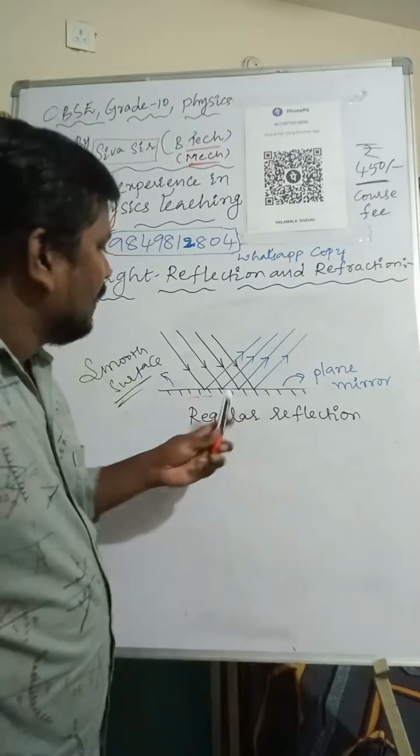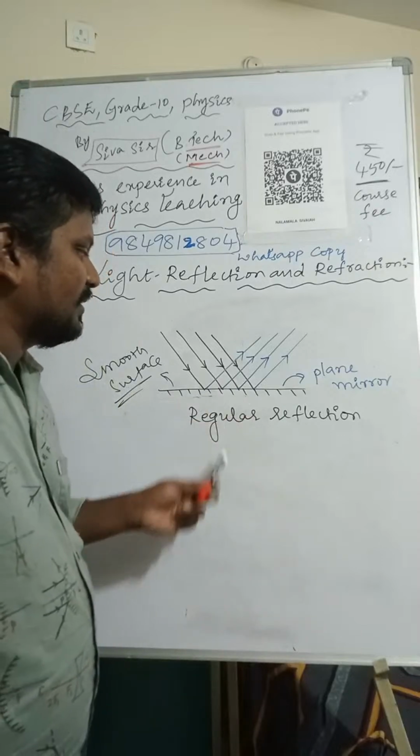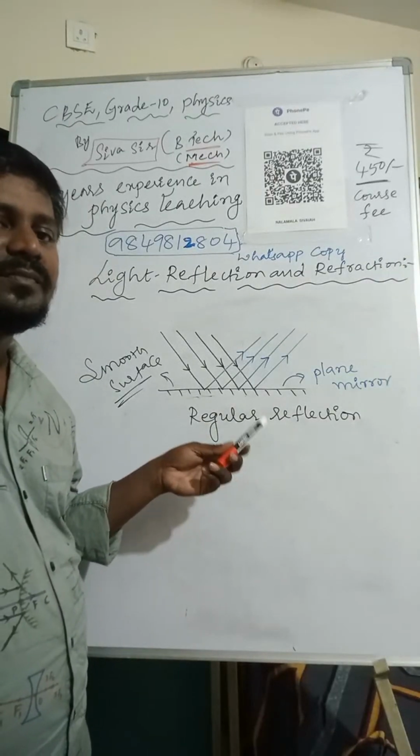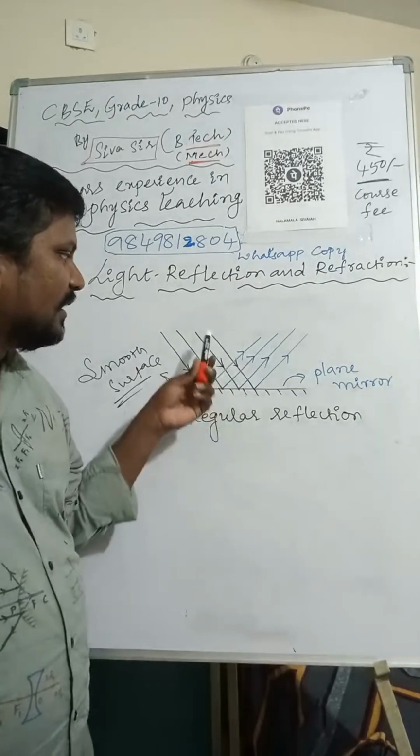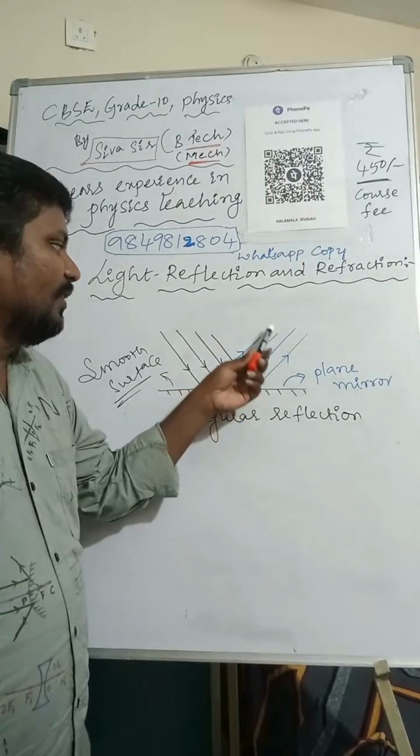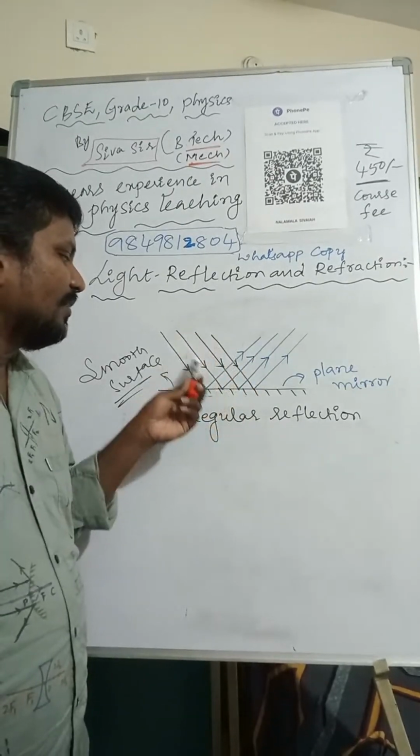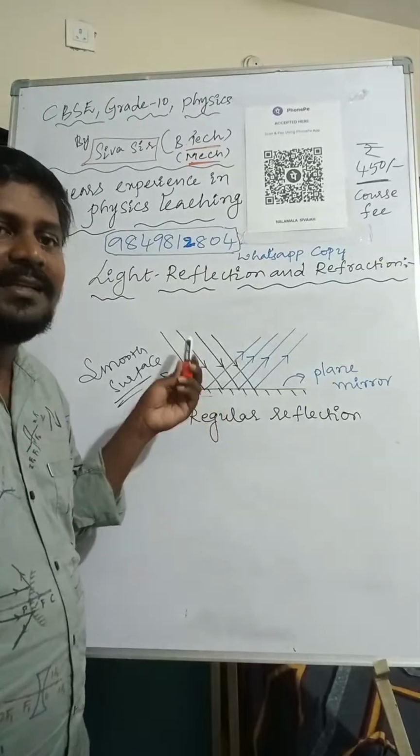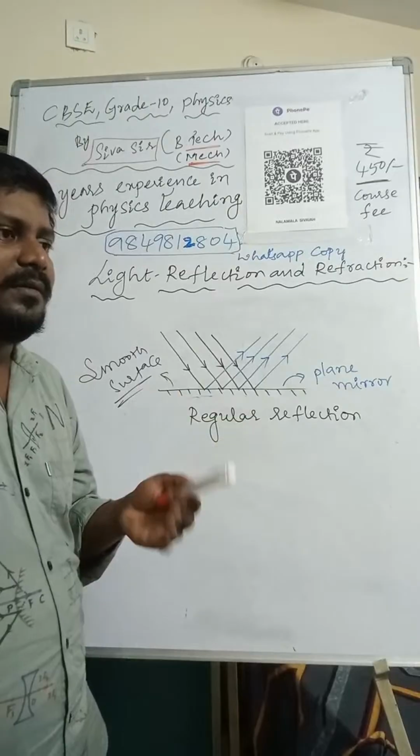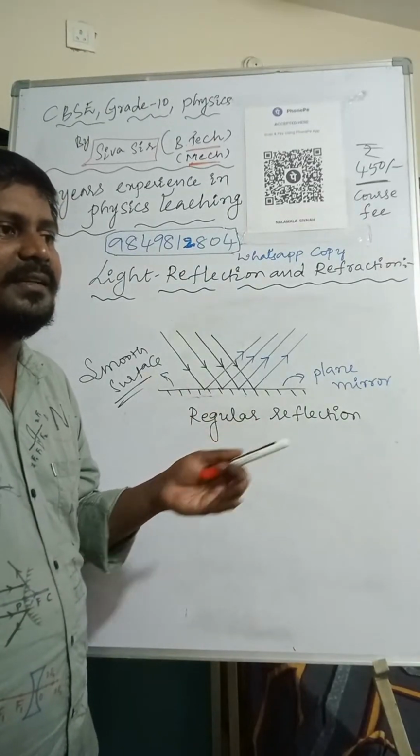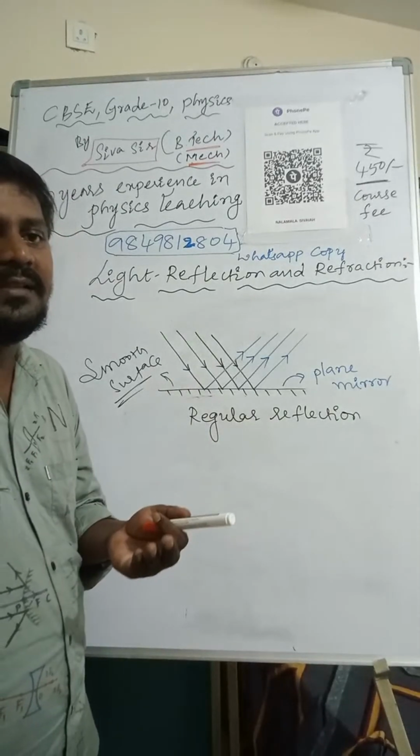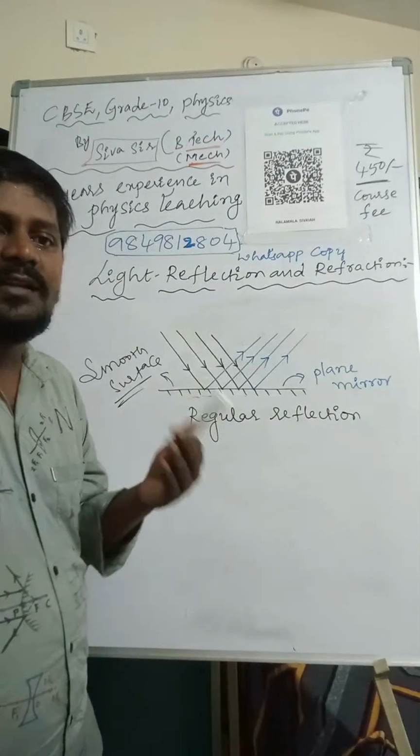Now, what is this type of reflection? Regular reflection. Why are we calling it regular reflection? Because the incident beam is parallel. Whatever incident light rays there are, those parallel to each other are called a beam. If you take only a single light ray, that is a ray. If you take a number of rays together, that is called a beam.